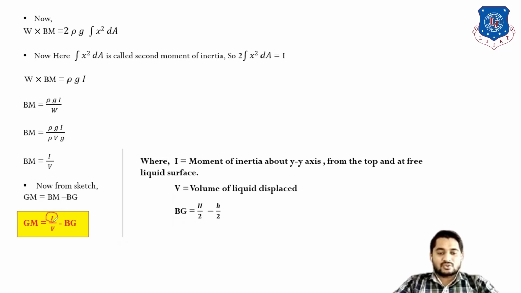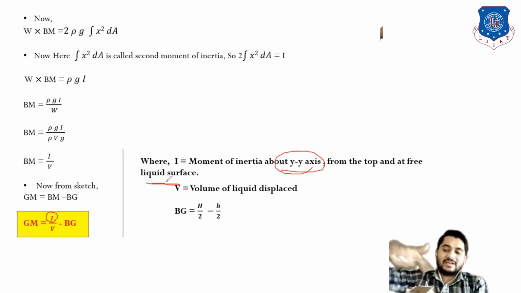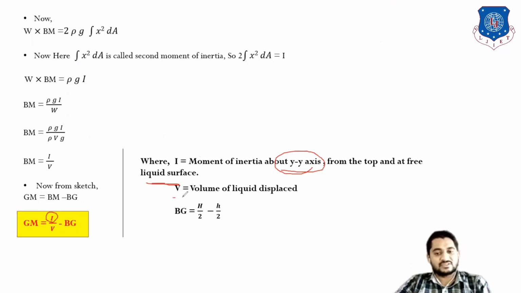Here I is equal to the moment of inertia about the y axis from the top and at the free liquid surface. You have to remember it because suppose this is one horizontal surface, this will be your x-axis and this will be your y-axis. So we have to take the moment of inertia about the y-axis, looking from the top and at the free liquid surface, right? V is the volume of the liquid displaced, that means how much liquid is displaced, and Bg is capital H by 2 minus small h by 2 as we have discussed earlier, right?